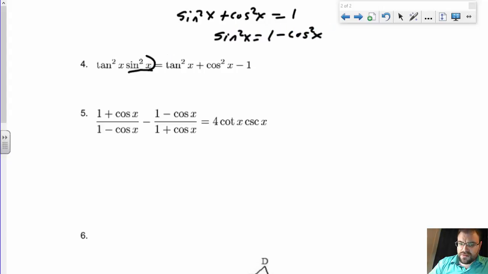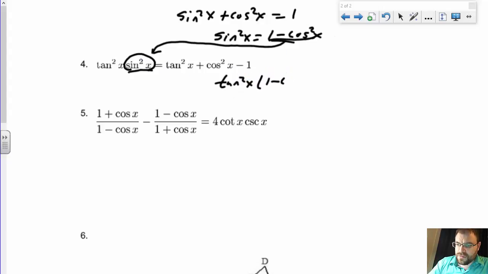And because I have a sine squared x right here, I'm going to use this and substitute it in for this. So what I now get is a tangent squared x times 1 minus cosine squared x.